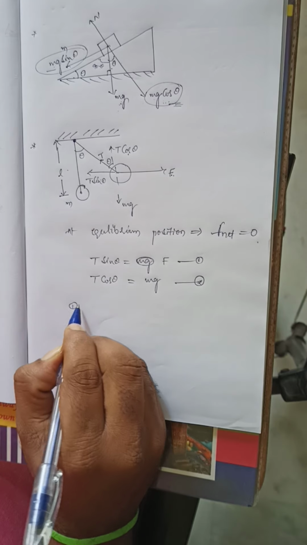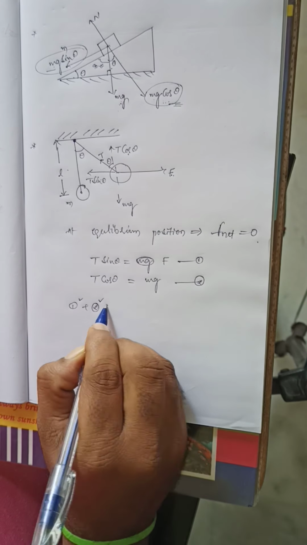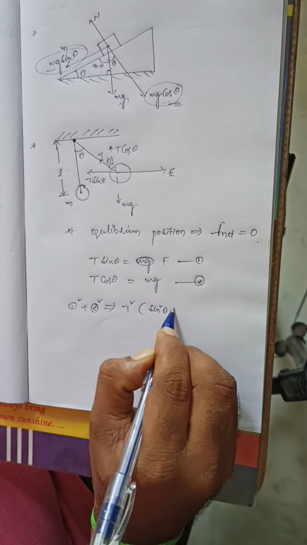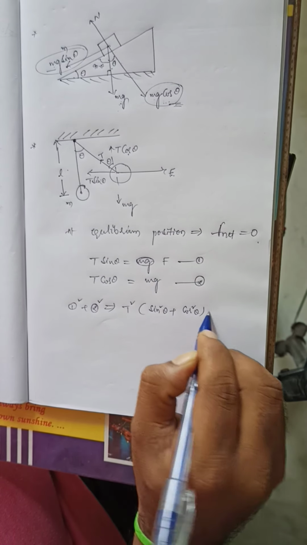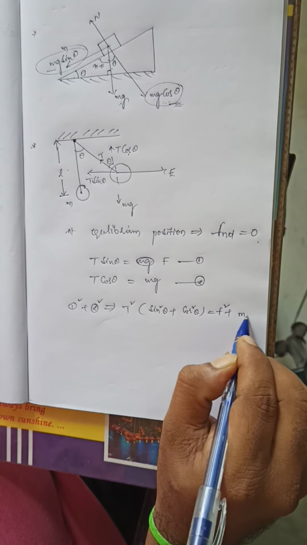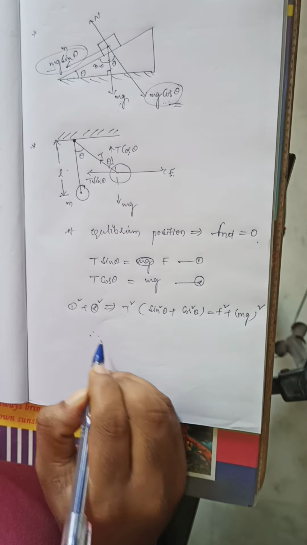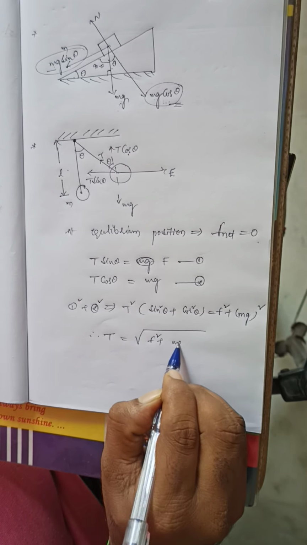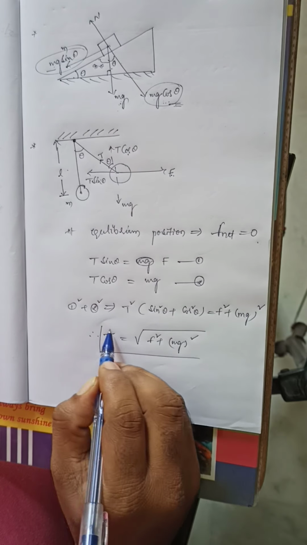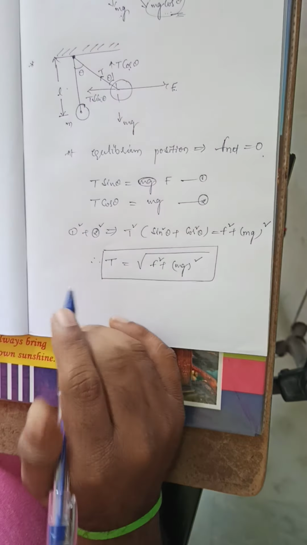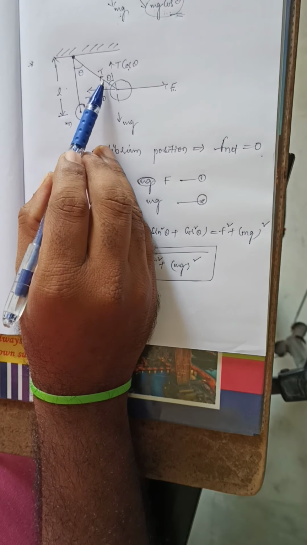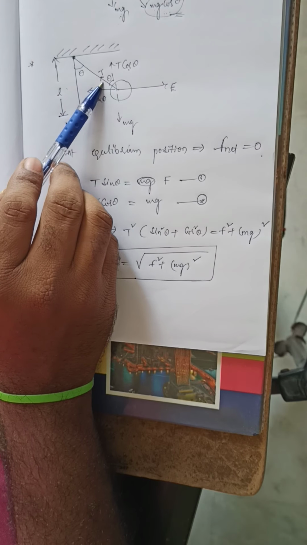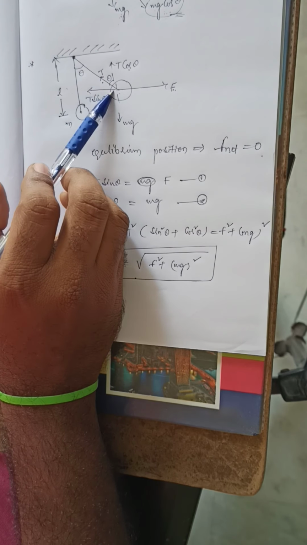So therefore from equation number 1 square plus 2 square, we will get T square times sin square theta plus cos square theta is equal to F square plus mg whole square. Therefore tension T is equal to under root of F square plus mg whole square. This is the tension. So if the question asks to find the tension in the rope, then you have to use this formula. Or at what angle that bob is going to be in equilibrium.